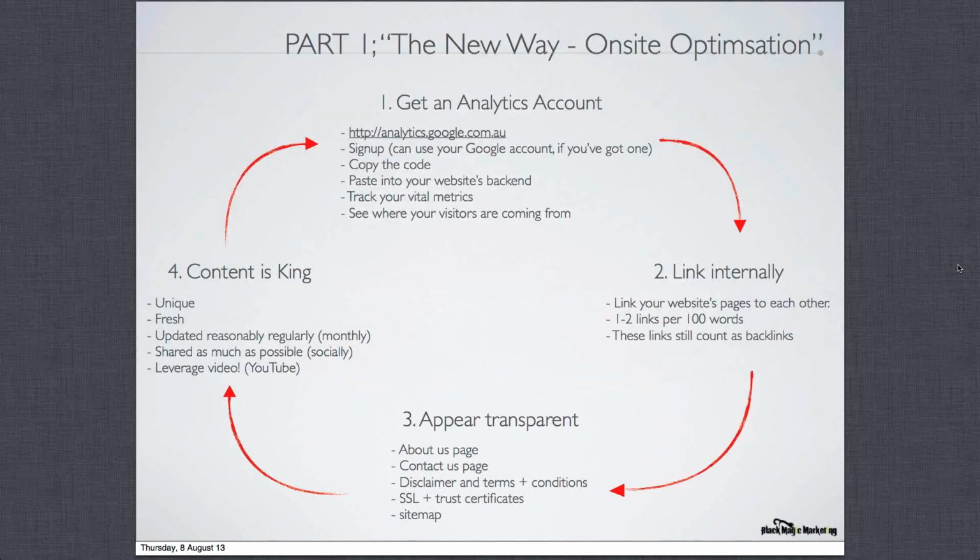So part one, the new way: on-site optimization. What you need to do is track certain statistics around your website. The first thing to do is get an analytics account, and it's free. You get it from analytics.google.com.au or .google.com, it doesn't really matter. Sign up, using your Google account if you've got one. If you haven't, you can go to gmail.com and get one for free, and those Google accounts allow you to use any kind of Google product. So you can use AdWords, Analytics, Gmail. There are quite a few benefits to having one of those.